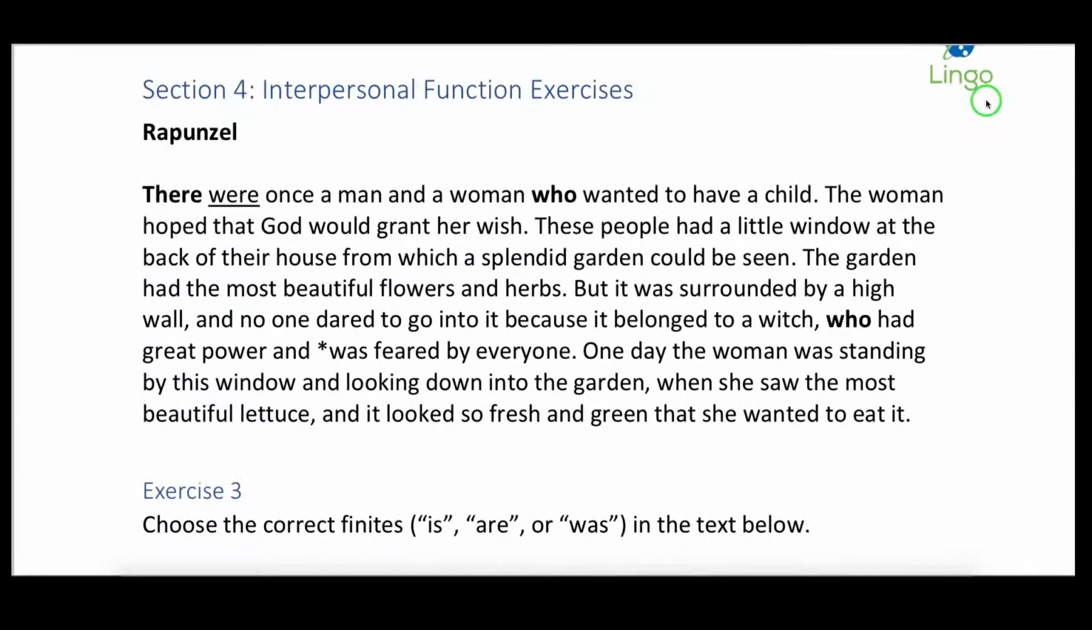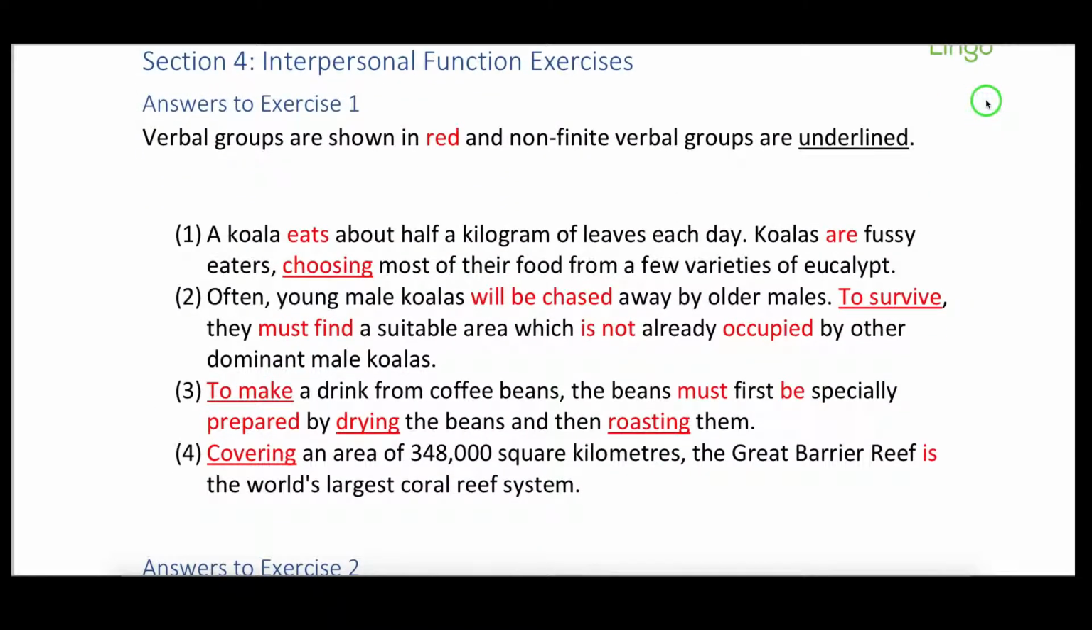I'm just scrolling down to get the answer. Okay, here it is. In this first sentence, a koala eats about half a kilogram of leaves each day. There's only one verbal group, it's eats. Now, as you remember, a group can be one word, and in this case, it is one word. Eats. This is a finite verb because it has tense and it matches to the subject. So the subject is a koala, and the verb is matching that subject, eats with an S. Okay, and the tense is present simple tense.